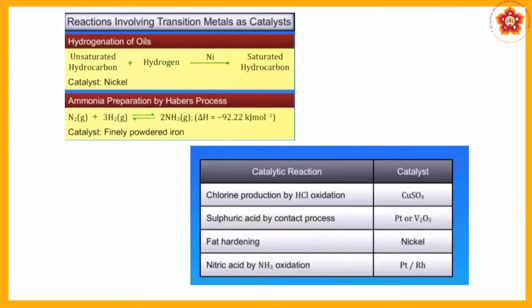Once again, we will just see some more examples here. Hydrogenation of oils utilizing nickel; Haber's process that we discussed, where iron is used as a catalyst. Some more examples: copper sulfate, platinum, and vanadium pentoxide in the contact process, the preparation of sulfuric acid; and nitric acid, which is called Ostwald's process. Here we use platinum or rhodium as a catalyst. All these are part of the d-block elements. So this is how they help in acting as very good catalysts.